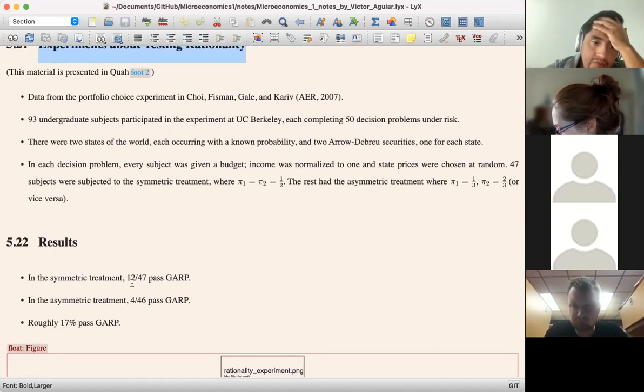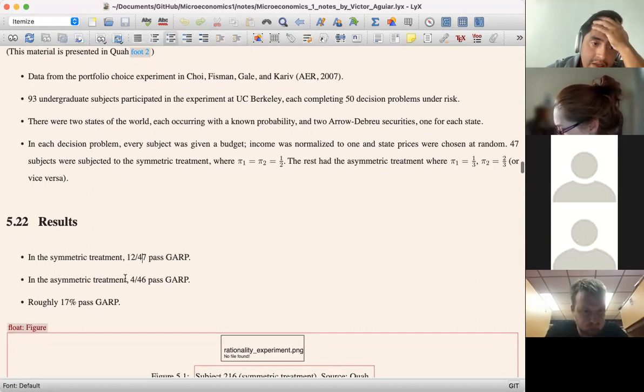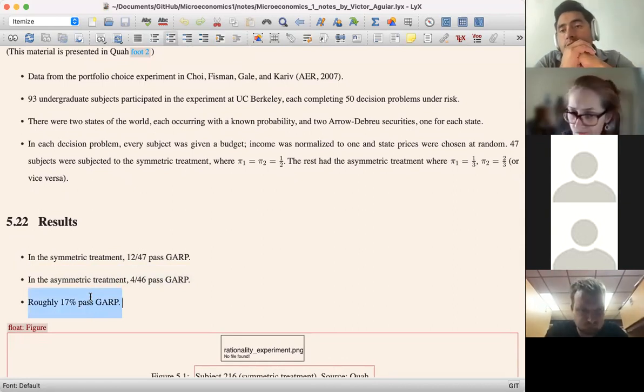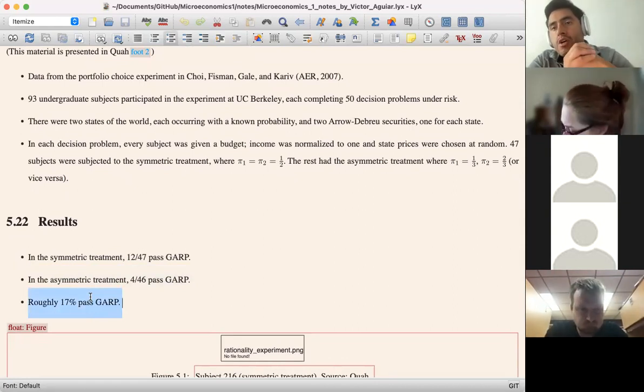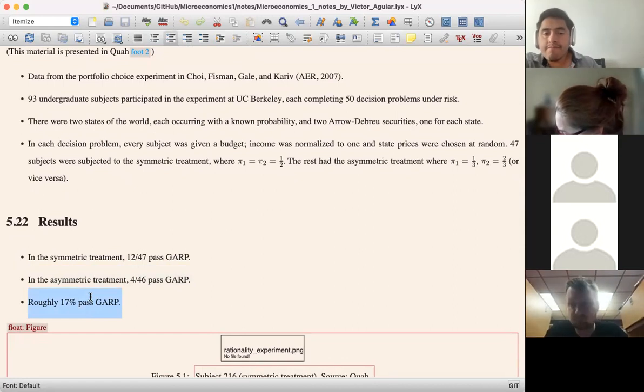And then what do you get? You get that in the symmetric treatment, 12 out of 47 pass. In the asymmetric treatment, 4 out of 47 pass. Roughly 17% of people, undergraduate subjects in Berkeley, pass GARP.